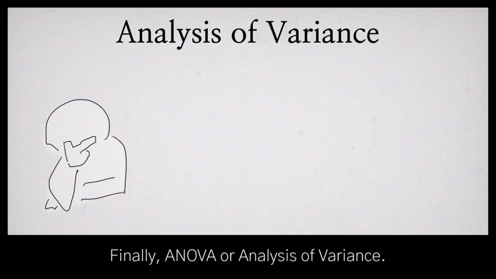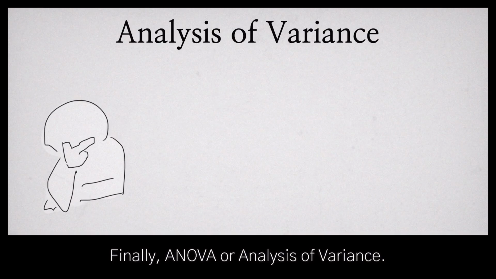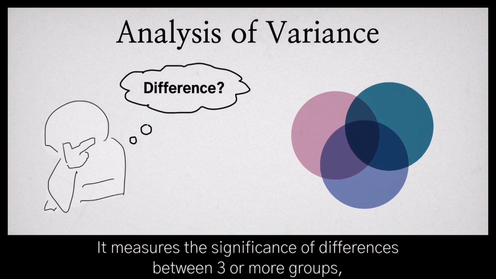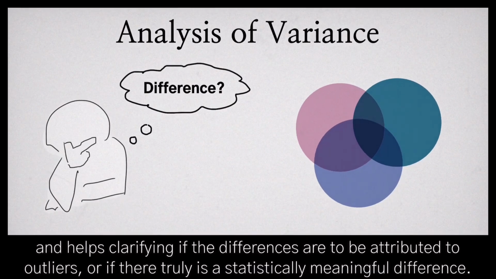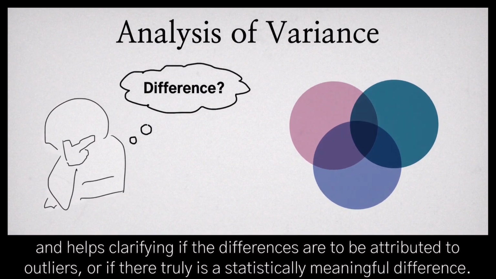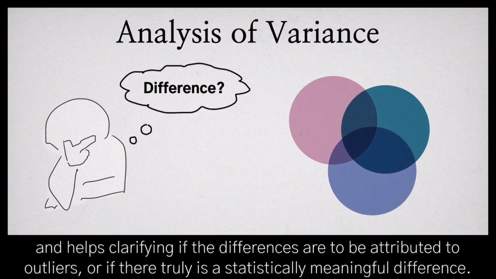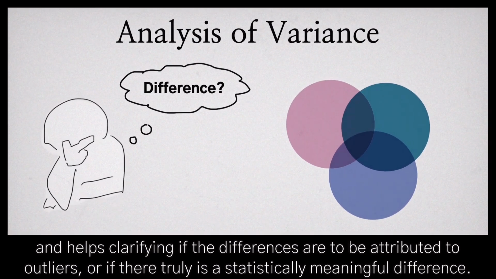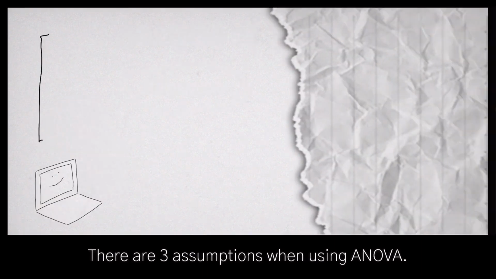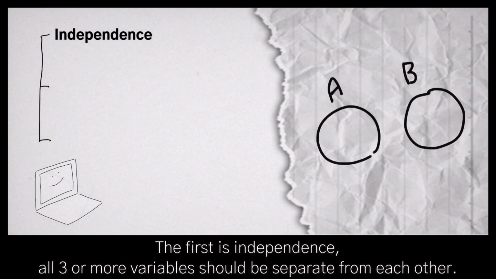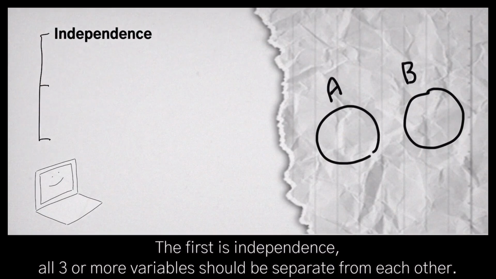Finally, we have ANOVA, short for Analysis of Variance. It measures the significance of differences between 3 or more groups and helps clarify if the differences are to be attributed to outliers or if there truly is a statistically meaningful difference. There are 3 assumptions when using ANOVA. The first is independence. All 3 or more variables should be separate from each other.